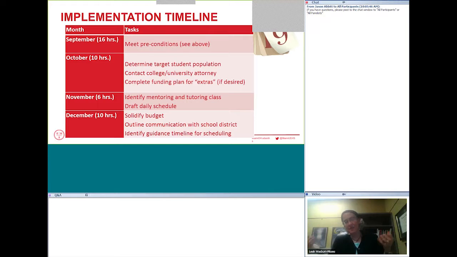I like to have extra time put in here because you are going to have setbacks. There's just no way, dealing with people, those of you who've done partnerships, there's just no way not to have setbacks. So the first thing is really those preconditions. And when you have those, you really have a great foundation to start.